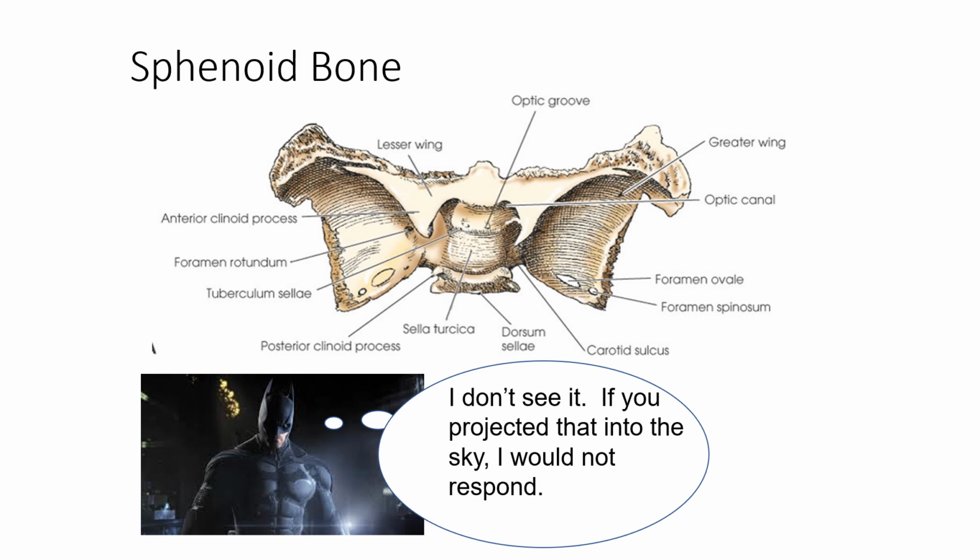The dorsum sellae is the backrest to the Turkish saddle, and it has two corners, like the back of a chair. The corners to the back of the chair are the posterior clinoid processes. And of course the optic canal, and then the optic foramen, which you cannot see, it's underneath the lesser wing. That leads to the back of the eye socket.